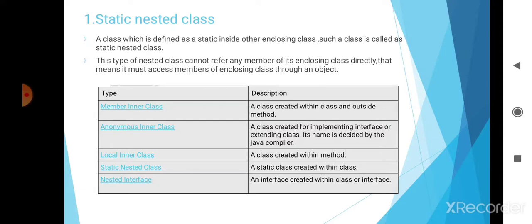Member inner class: a class created within the class and outside the method. Anonymous inner class: a class created for implementing an interface or extending a class. Its name is decided by the Java compiler. Then local inner class: a class created within methods. Then static nested class: a static class created within a class, and nested interface: an interface created within a class or another interface.